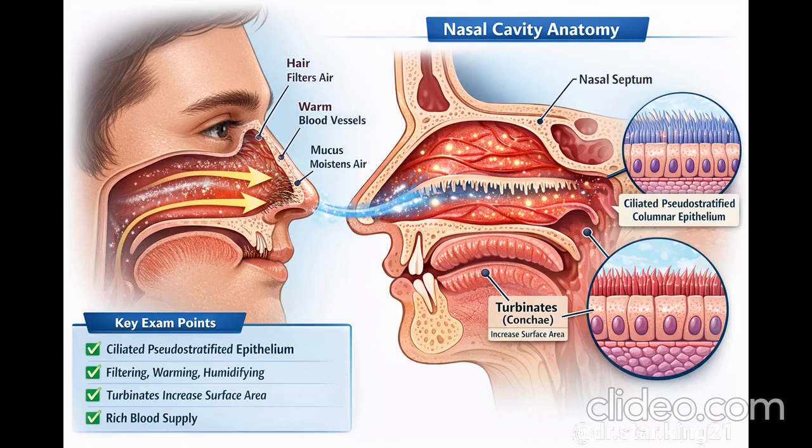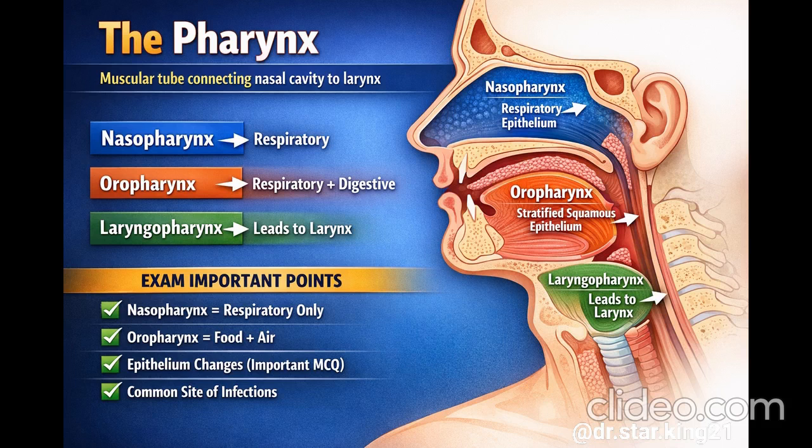Please remember this point, lined by ciliated pseudostratified columnar epithelium, and it also contains turbinates, also called conchae, which increase the surface area. Here, the exam important points for part 1: epithelium is ciliated pseudostratified columnar. Function is filtering, warming, humidification. Turbinates increase surface area and rich blood supply. So, guys, during inhalation, the air will enter through the nose.